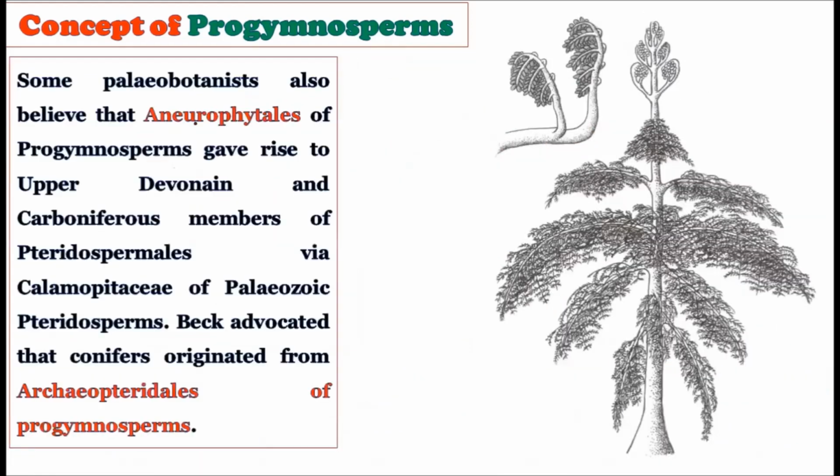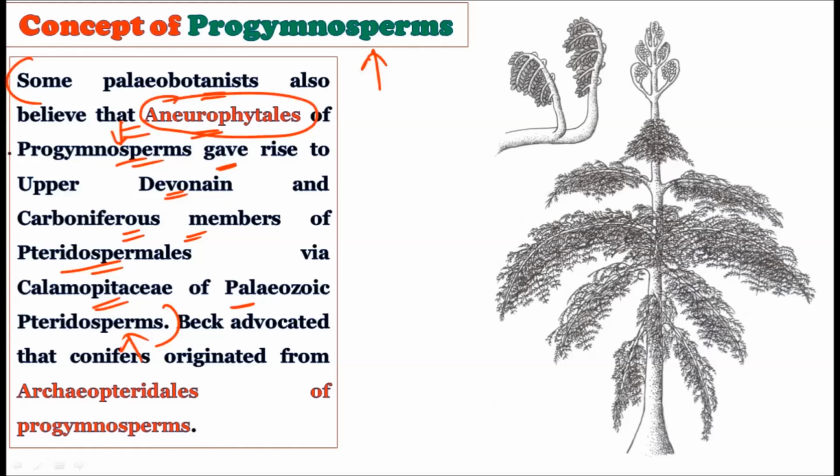Okay, now consider this. Some paleobotanists also believe that the Aneurophytales of the progymnosperms have given rise to the Upper Devonian and Carboniferous members of the Pteridospermales via Calamopityaceae of the Paleozoic pteridosperms. See, what they are saying here, because many new words are coming, is that the classification of the progymnosperms and the earlier pteridophytes is very complex. What they are exactly saying is that transitional lines existed between the Aneurophytales of the progymnosperms and the Pteridospermales. So there are many connecting links according to the paleobotanists.